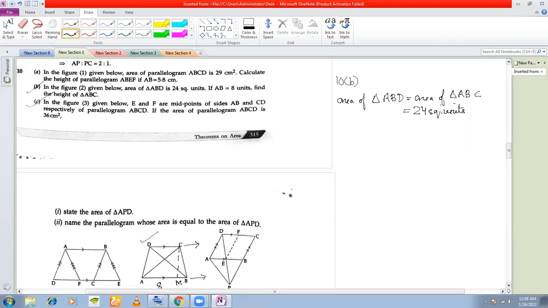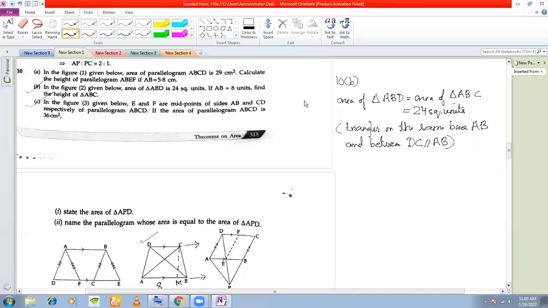Okay. And you will give your reason. Triangles on the same base AB and between which parallel lines? DC. AB and DC. Yes, DC parallel to AB, right?